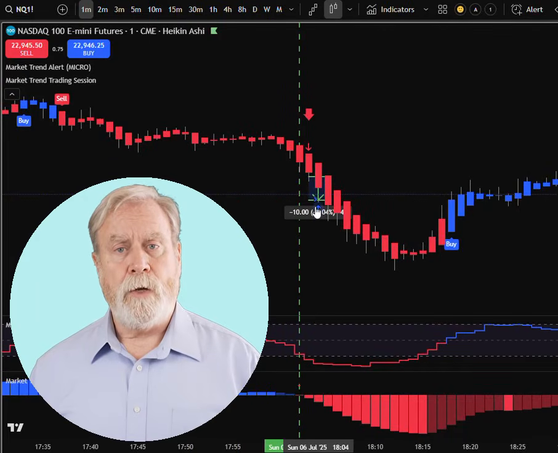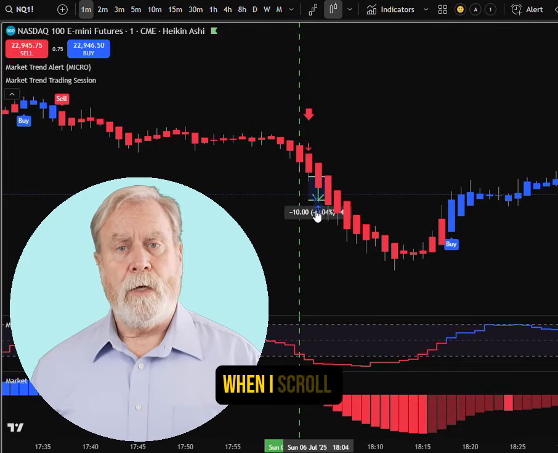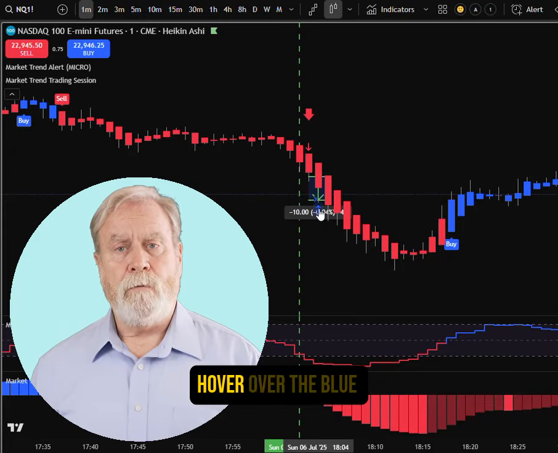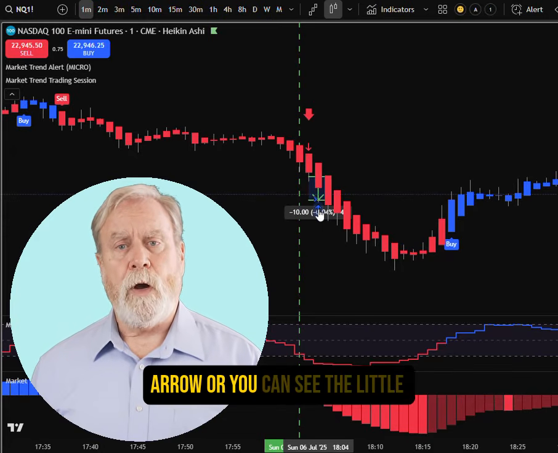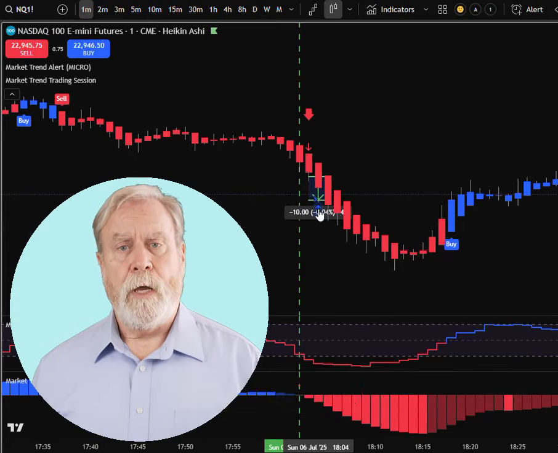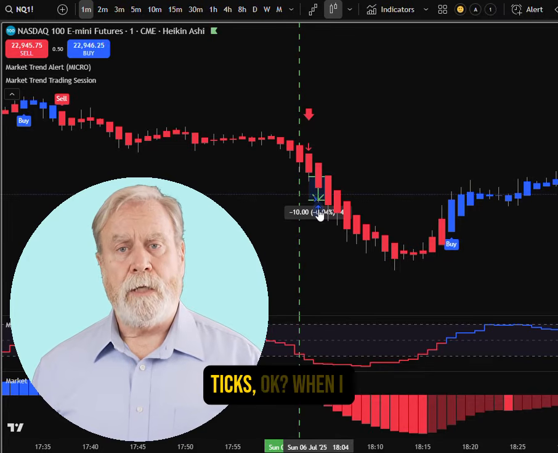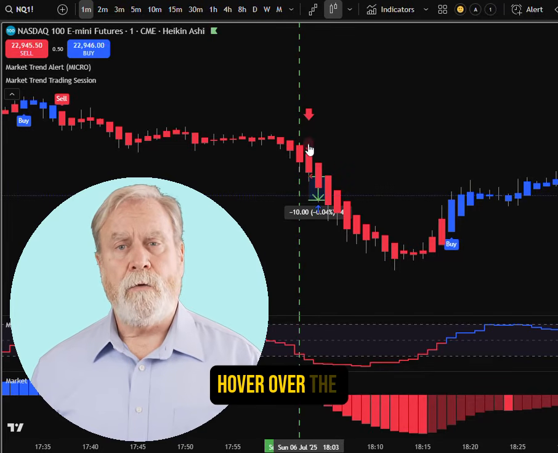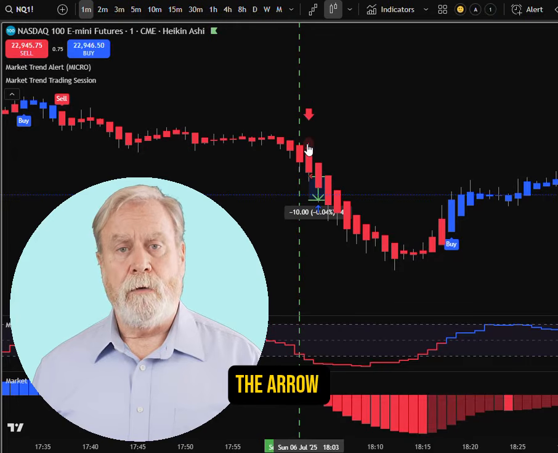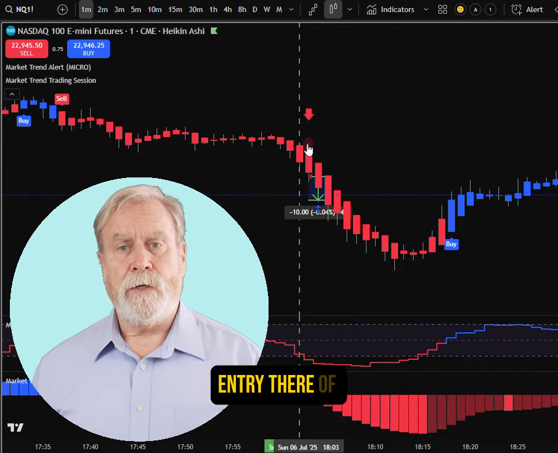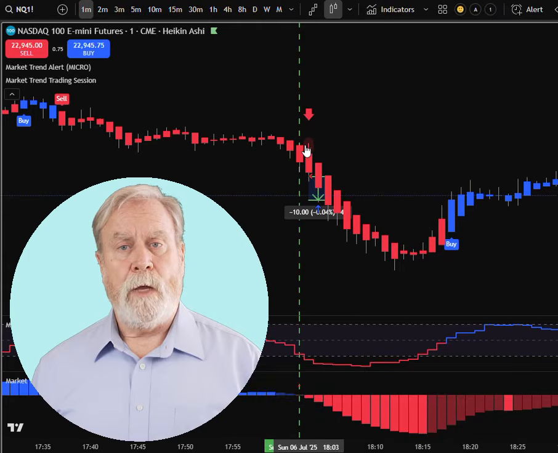You can see that when I hover over the blue arrow, you can see the little tiny notch there, which is right at 40 ticks. When I hover over the red arrow, you can see that the arrow depicting where I got in is right at the entry of my measuring tool.